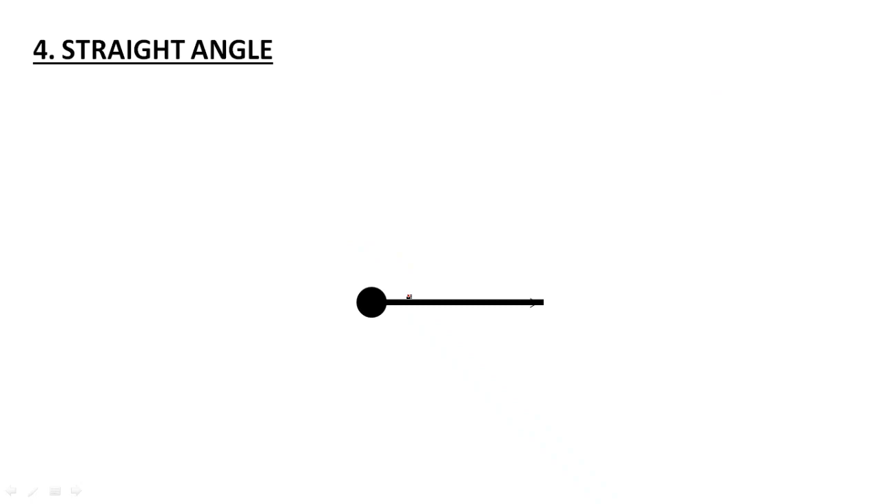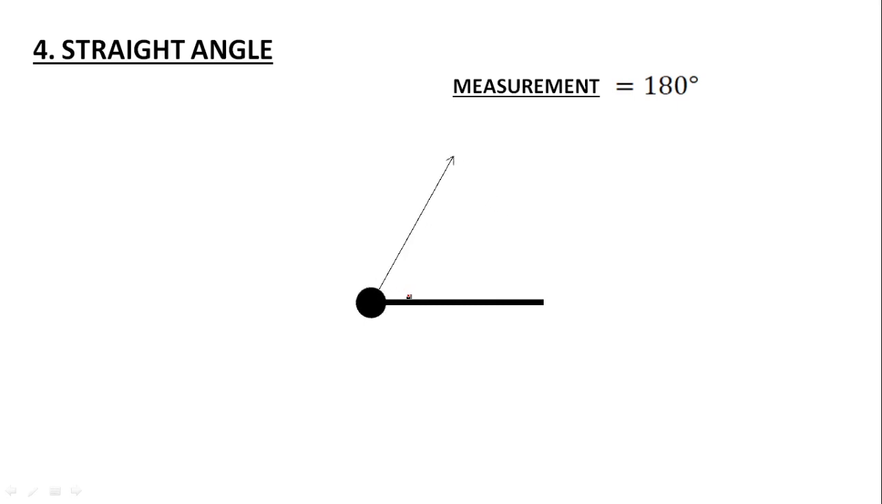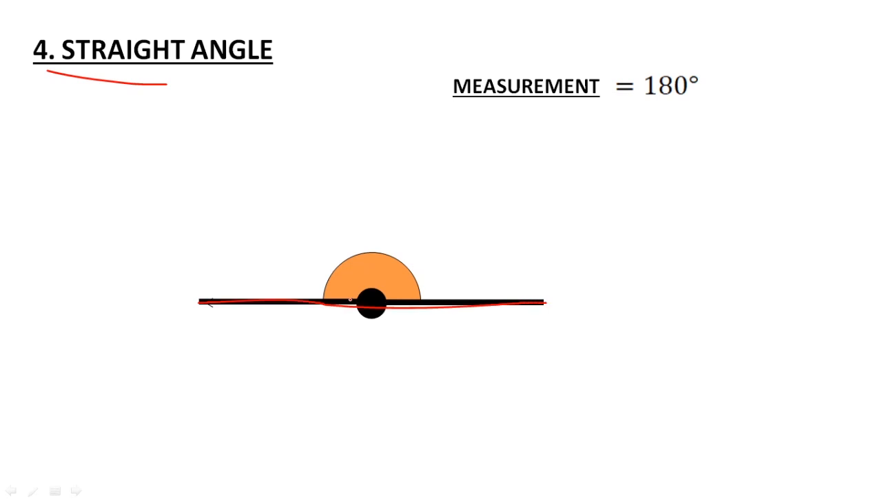Next is the straight angle. The measurement, as we already saw in the previous angle, should be equal to 180 degrees. So as the name suggests, straight, it looks like a straight line also. It is a straight line, and the angle that is formed here is 180 degrees. This kind of angle is known as a straight angle.